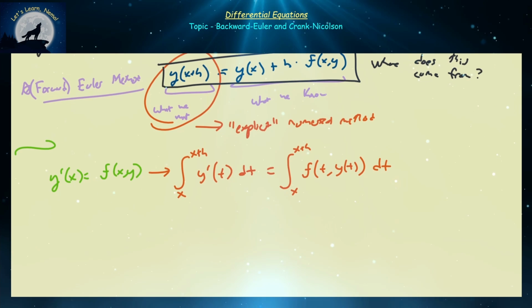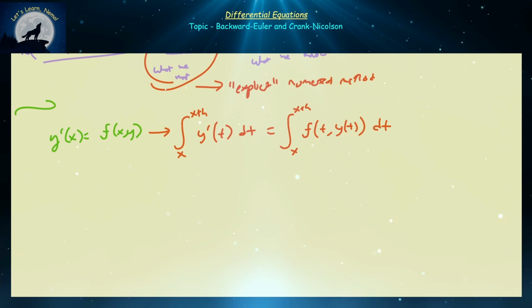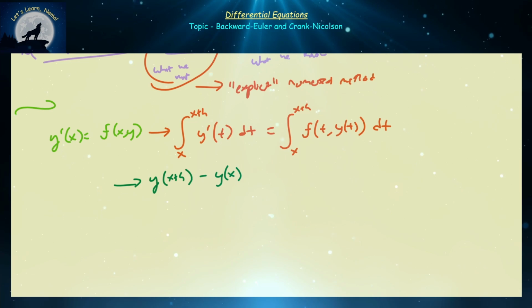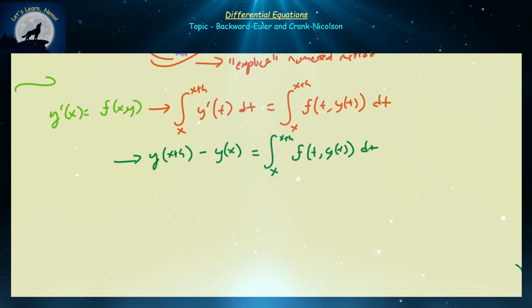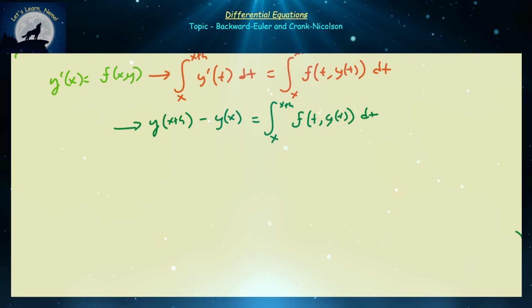So the left-hand side is just going to be a fundamental calculus evaluation. On the left-hand side, we're going to have y of x plus h minus y of x, so you can automatically see where the Euler method is going to come from. But the right side is slightly more complicated, so we're just going to leave that as it is: the integral from x to x plus h of f(t, y(t)) dt. Okay, so let's analyze this right-hand side from the numerical perspective and see if we can get anything out.